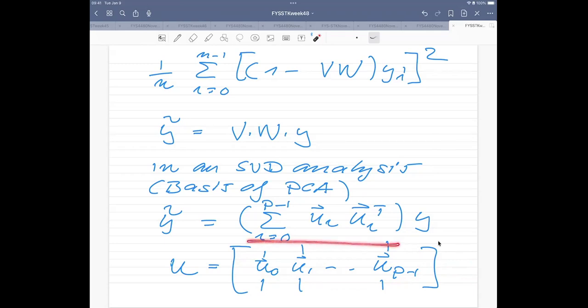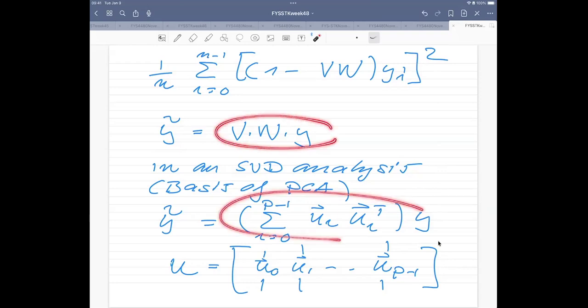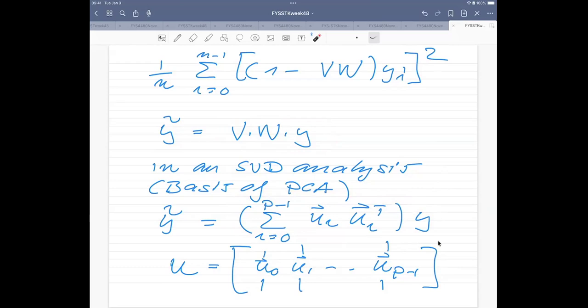And that gives us a projection of the data based on this. If we were to keep all, this would just give us an identity matrix, and then y tilde would be equal to y. The same as in this case here, if v times w was given by the identity matrix, then y tilde would be the same as y. So the connection between an autoencoder and the principal component analysis is given by this equation here and the equation you see here, in case we have a linear transformation.